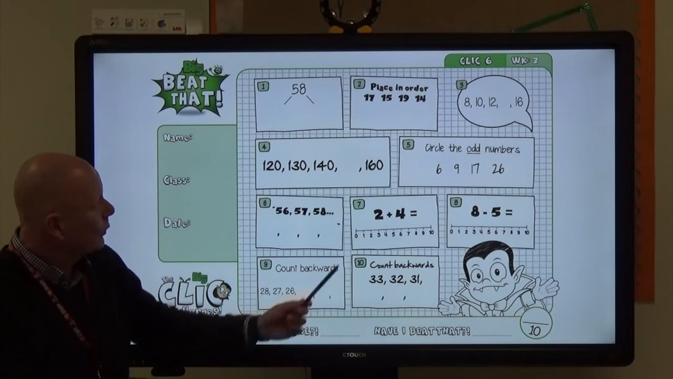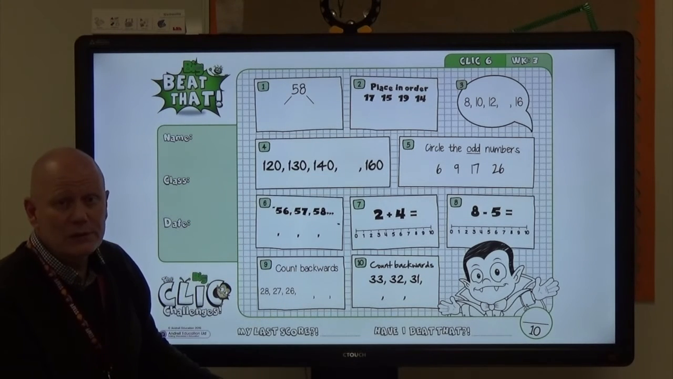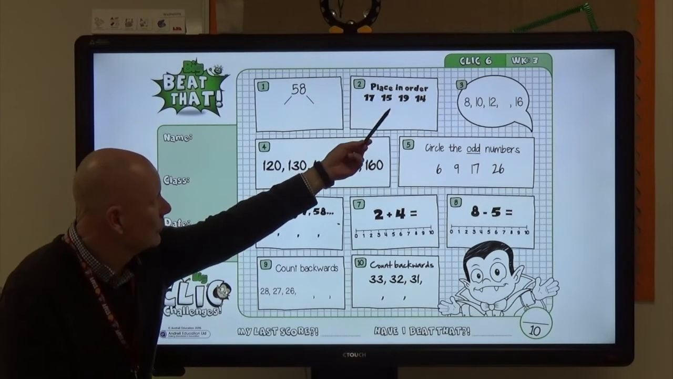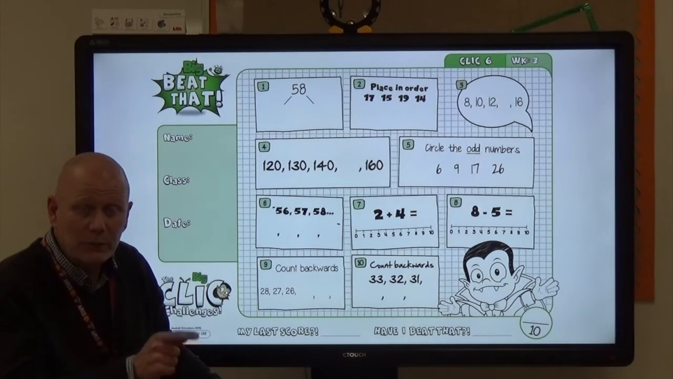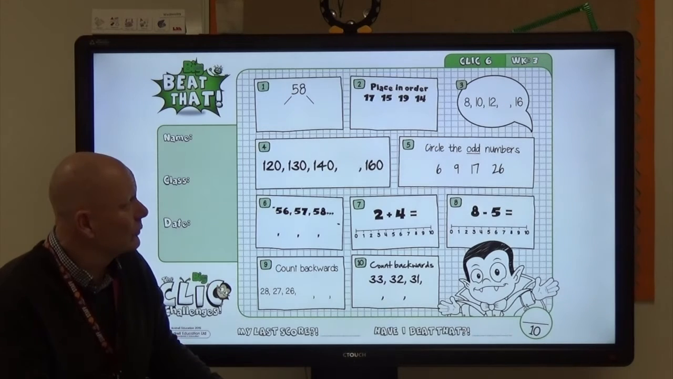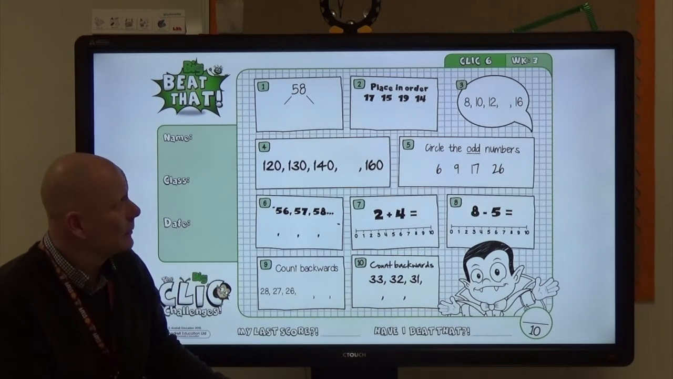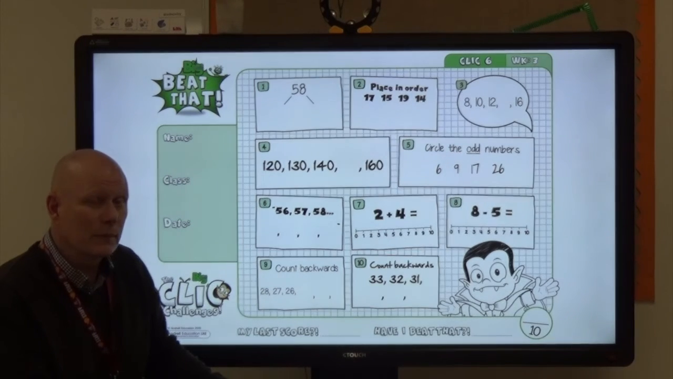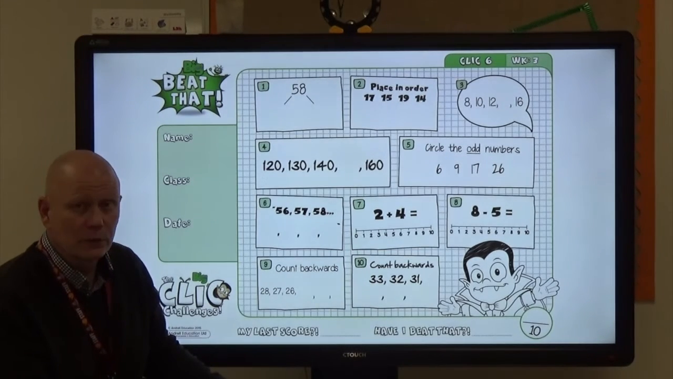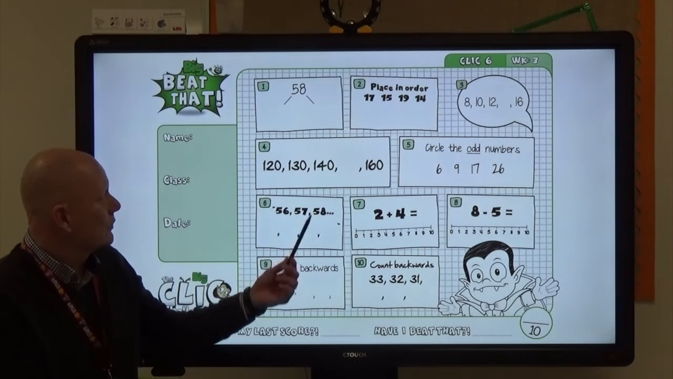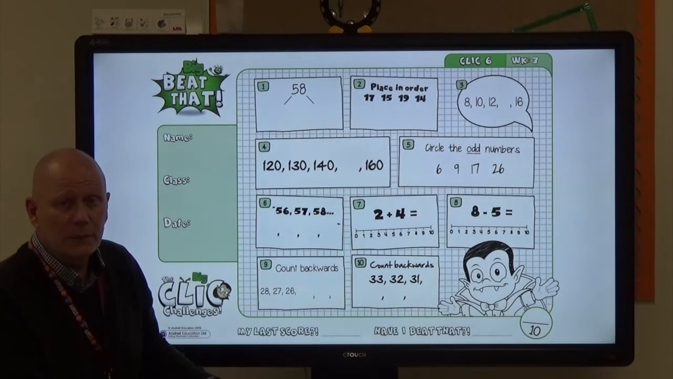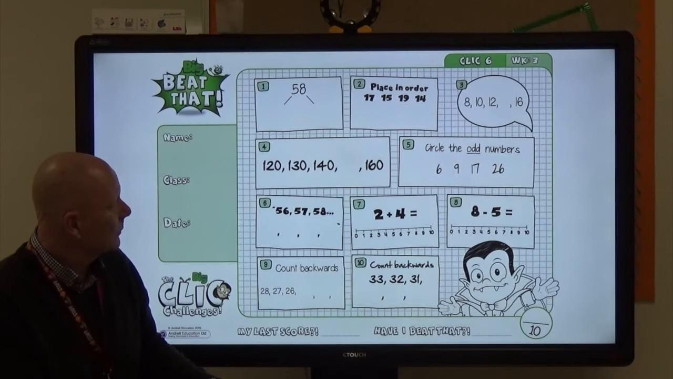Okay. Question 2 is putting the numbers in order from the smallest through to the biggest. So there's 1, 2, 3, 4 numbers there. You need to write them through in order from the smallest through to the greatest. Question number 3, it's another missing number in a sequence. You need to write the number that's missing there. Okay? Question number 4 is another missing number sequence. What's the missing number in that sequence?